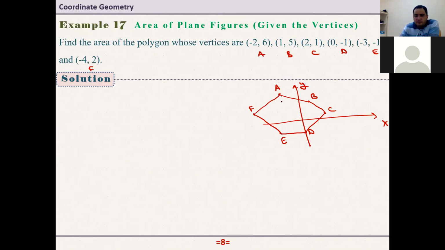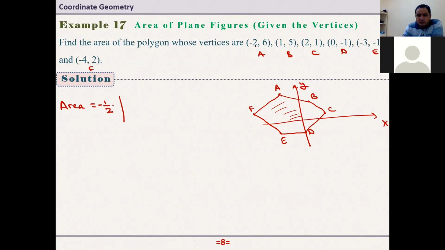Okay, so we need to find the area of this shape. As you see here now, A, B, C, D, E, F is actually in the clockwise direction. That's why the answer will be negative. Since I have already labeled it, it doesn't matter. So here the area of the given figure, because I'm taking this clockwise, I'll just multiply by negative 1 over 2 times.